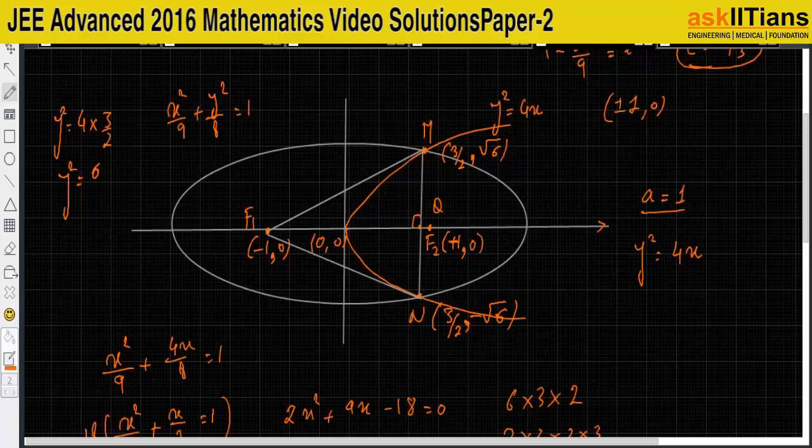Now I can write down the equation. One of the altitudes is known, right? This altitude is known. I need to find out one more altitude. One altitude is just the x-axis.